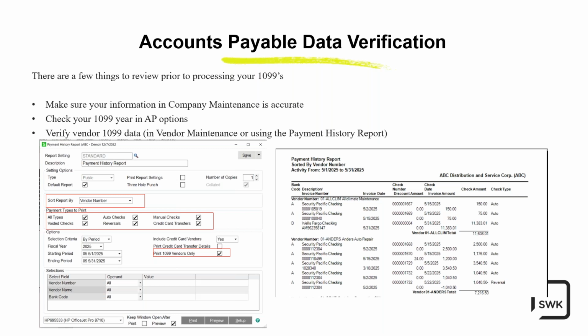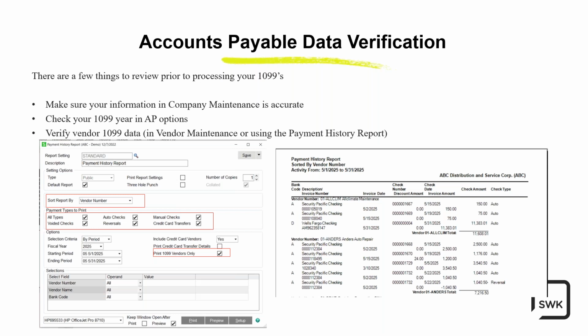So a lot of my clients will ask me, you know, what report do I use to verify that 1099 data? It's a little obscure to find in Sage 100, so I wanted to make sure to list it here. So you'll see there in the screenshot, I'm in the payment history report, and that's in Accounts Payable Reports folder. You'll find that payment history report, and when you open that, you want to sort that report by vendor number, and then you want the payment types to print. You can do all. Sometimes I just do checks, manual checks, because you don't really care about at this point voided checks, maybe, or credit card transfers.